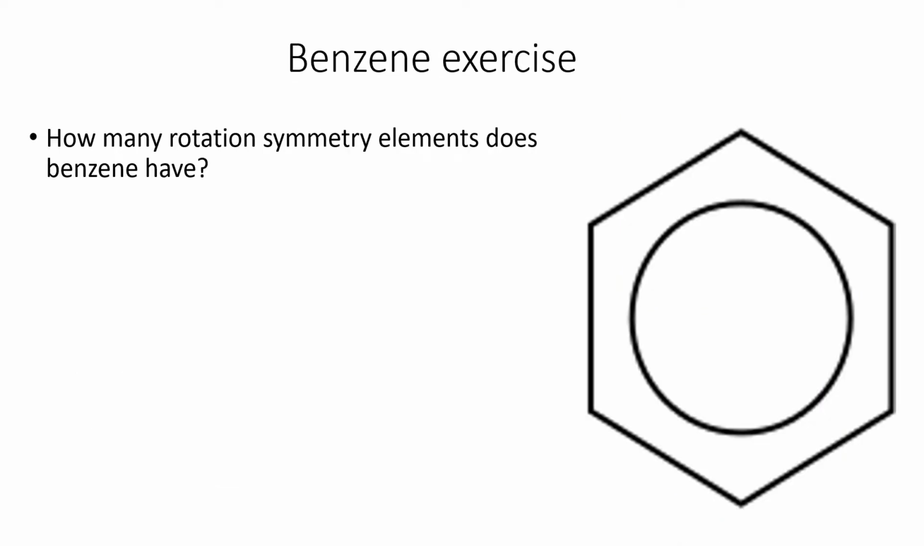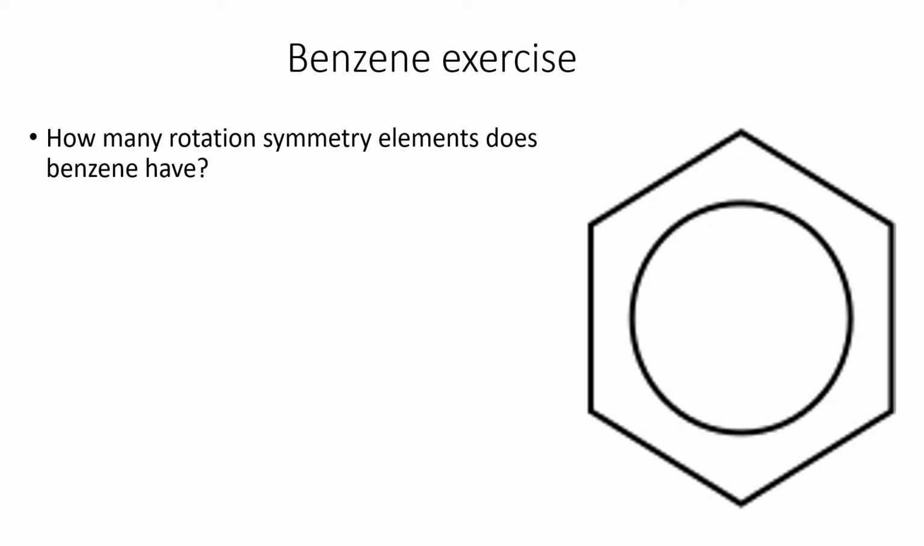Now let's have some practice with benzene. We're asking ourselves, how many rotation symmetry elements does benzene have? In other words, how many rotation axes are there? Looking at the molecule, the obvious thing that you see right away is the six-fold nature of the molecule. So you might say straight away, well, it's just a C6 axis.